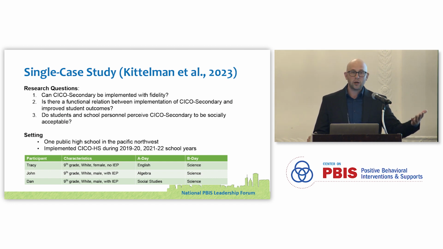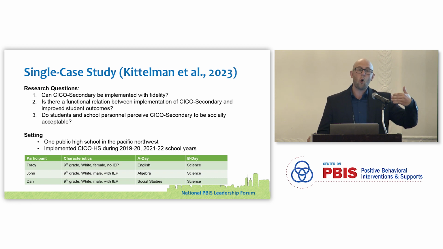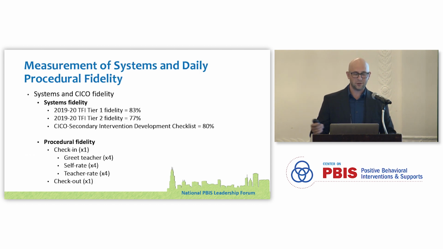This is Tracy, John, and Dan. 2 of the students did have IEPs, 1 did not. And we wanted to look at their impact in core content classes in high school. So for Tracy, it was English and science, and you can see for the other students what that looked like. What we found out is once they started participating, we measured fidelity in a pretty unique way.